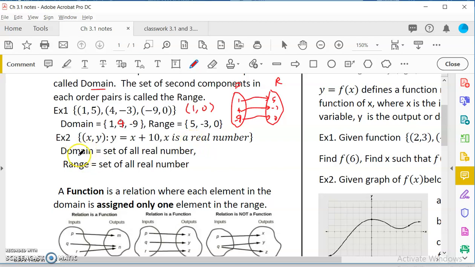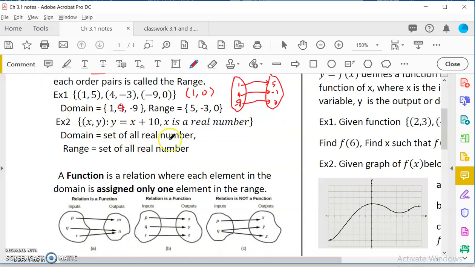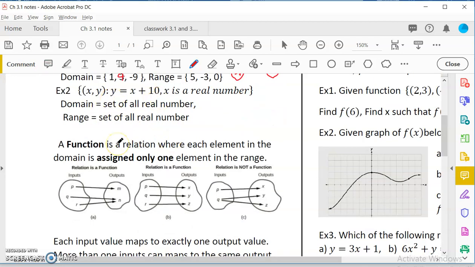In this case, the domain is the set of real numbers. That means any number you can put in is x. The range is also the set of real numbers; you add 10, it's still a real number. So you could have a relation like that. So long as you can define what x is and what y is and how they're related, and this is the description of how they're related, that's a relation.